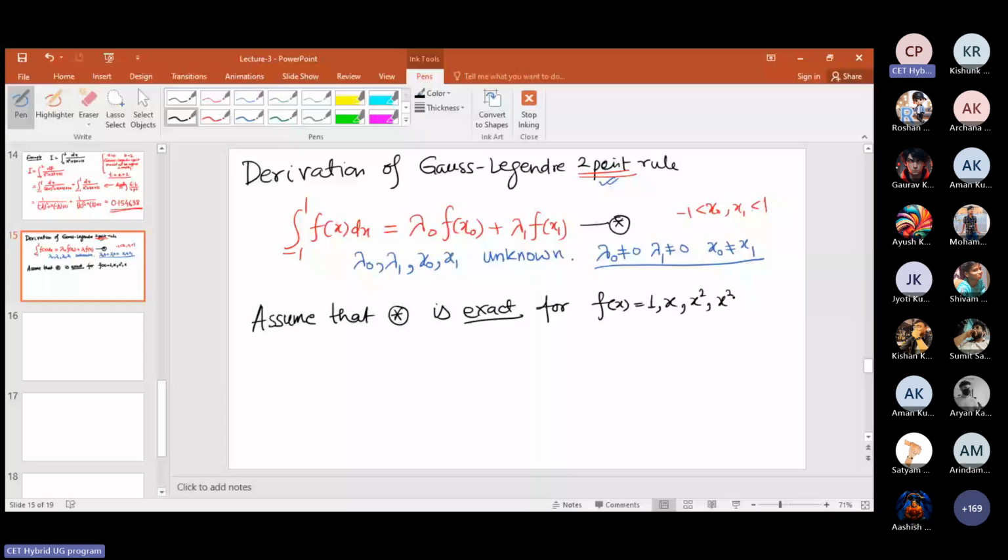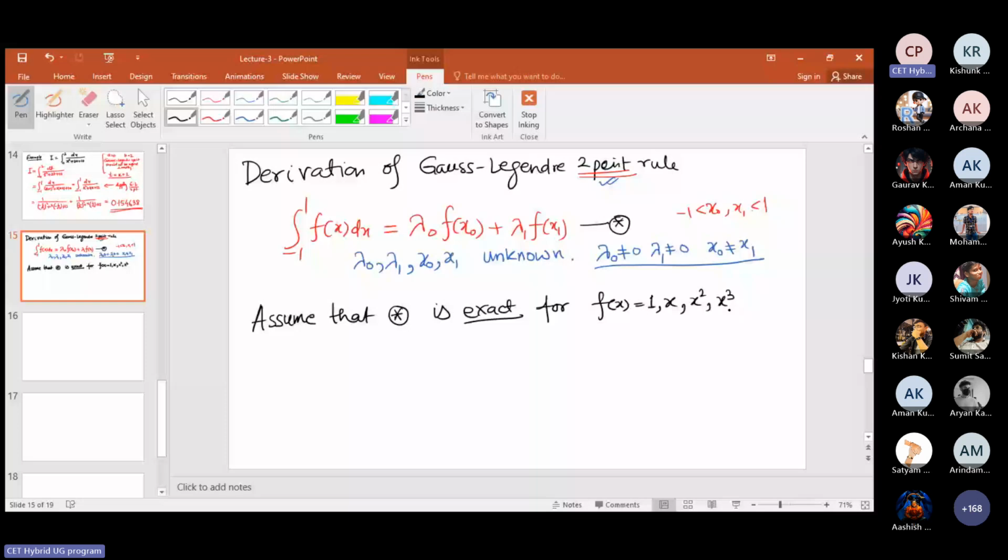We want that for these 4 functions we choose for f(x), we are fixing beforehand that the rule is exact. 1 is constant function, x is linear function, x square is quadratic function, x cube is cubic function. These are the simplest functions possible, and therefore we are choosing them. Simplest possible polynomial functions, so we are choosing them.